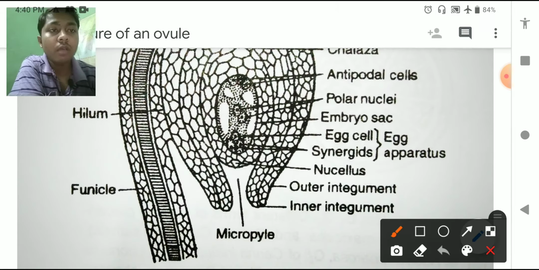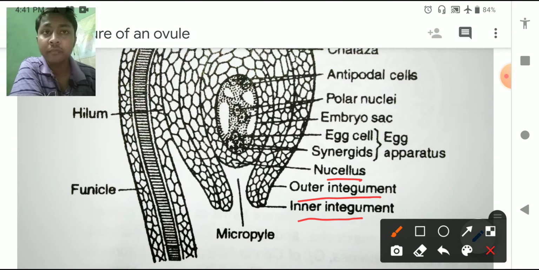First of all, this outer covering structure is called the outer integument, and the inner covering is called the inner integument. The inner integument encloses the nucellus. This is the nutritive layer, and it provides nutrition to the ovule. Next, the upper opening is called the micropyle. And next, the base region is called the chalaza.